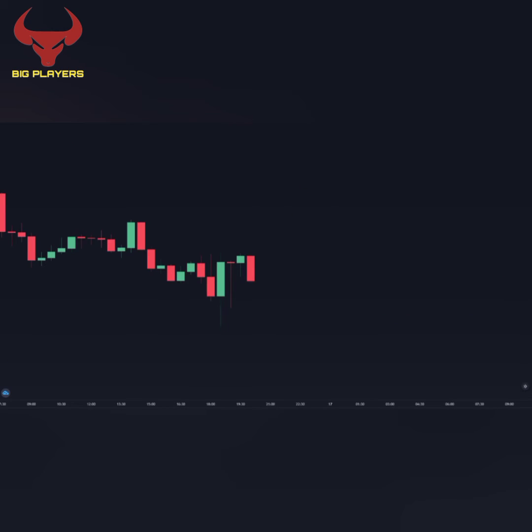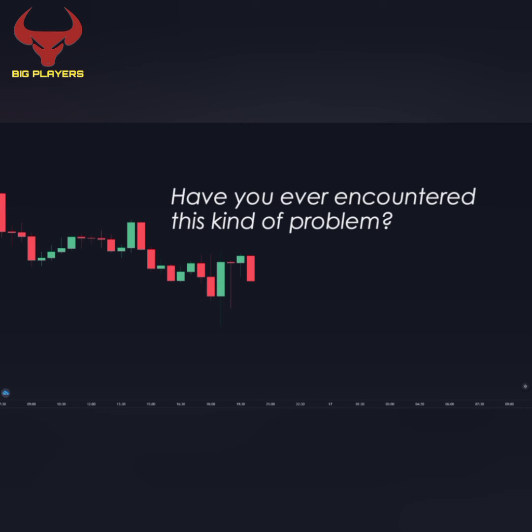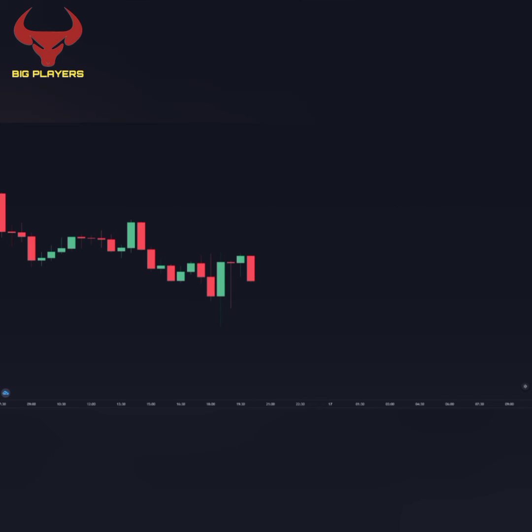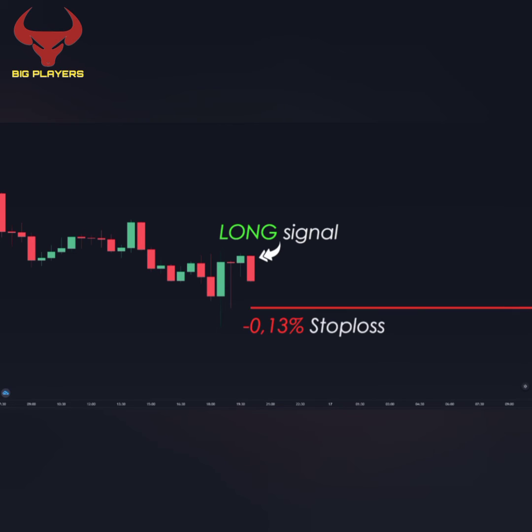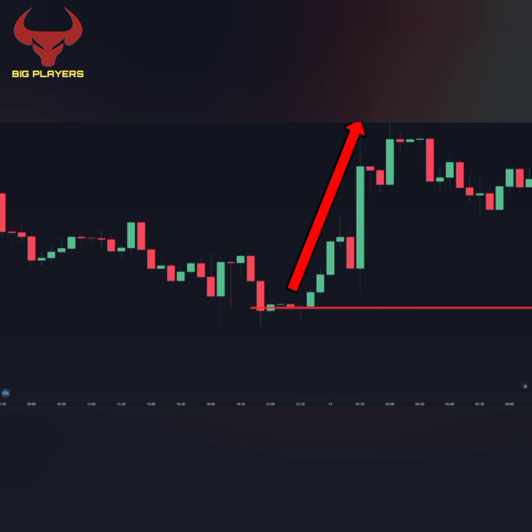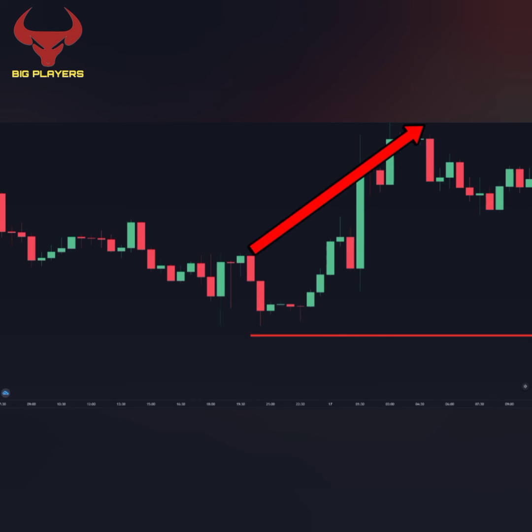So when trading, have you ever encountered this kind of problem where, for example, let's say you received a long signal here, and let's say because you normally use a 13 pip stop loss, you also decided to use it here. But the price instead drops downwards and hits your stop loss only for it to go back up again. So you've closed your trade early and missed the trend. If you would have put your stop loss just slightly below here, it will not get triggered and you would have participated in this trend.